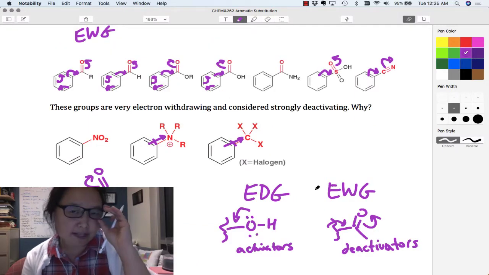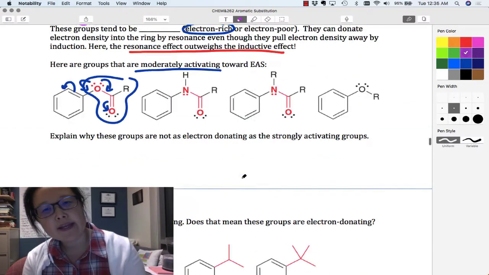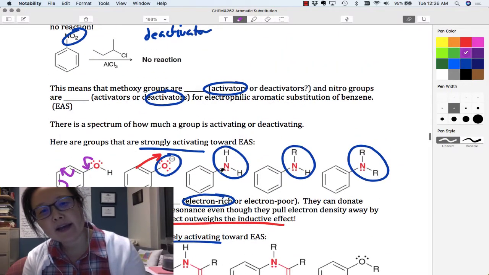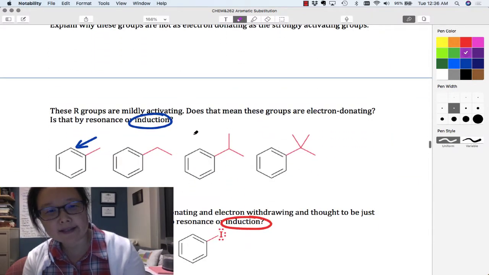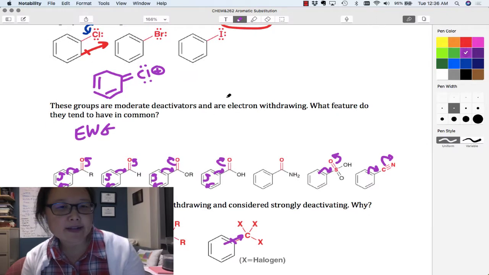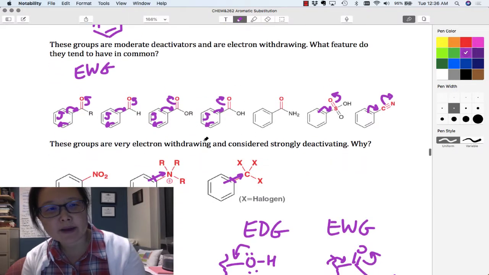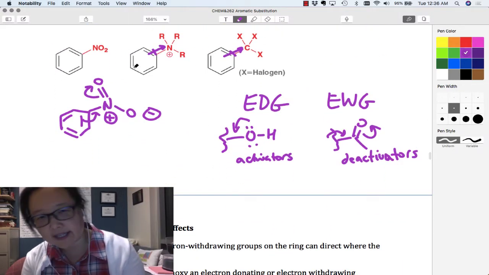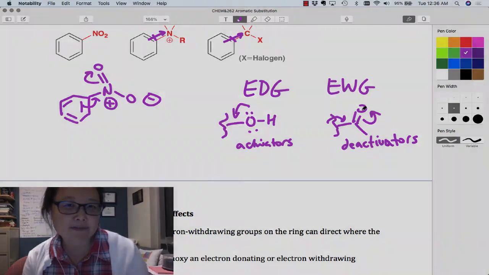I would love it if you would take a minute and look at different groups and work through them. Give me some examples of a strong activator, moderate activator, and a mild activator, and then also a mild deactivator, a moderate deactivator, and a very strong deactivator. Maybe practice writing a few down and ask yourself, is it strong? Is it a donating group or withdrawing group? Is it an activator or deactivator? Maybe just start with that at first.